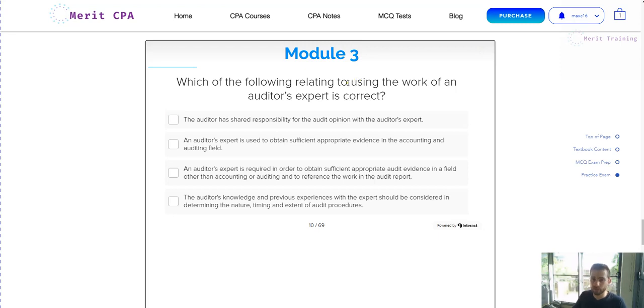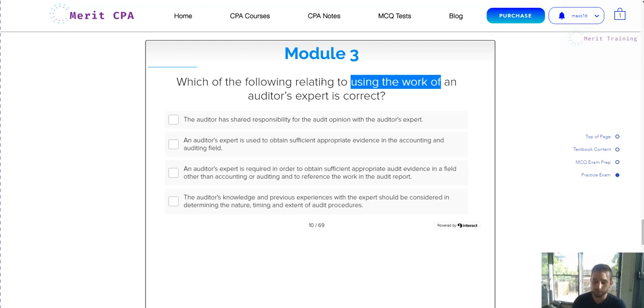Okay, so what I would do for this one is I'd actually do a Control F with these keywords, using the work of. Now, the reason I'm doing that is because I don't know exactly how it's worded in the notes. It could be using the work of an auditor, like an internal auditor, or using the work of an expert, or using the work of a component auditor. So these are all different concepts, but it's probably a similar category, right?